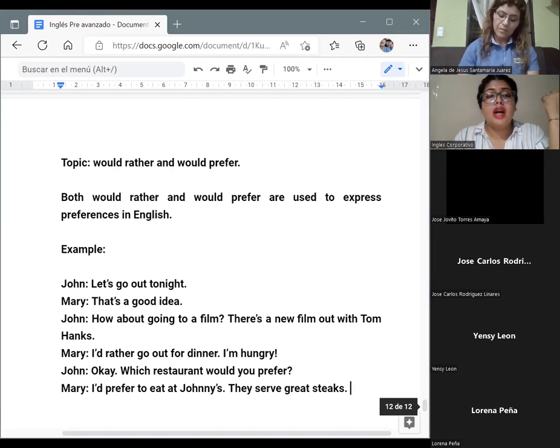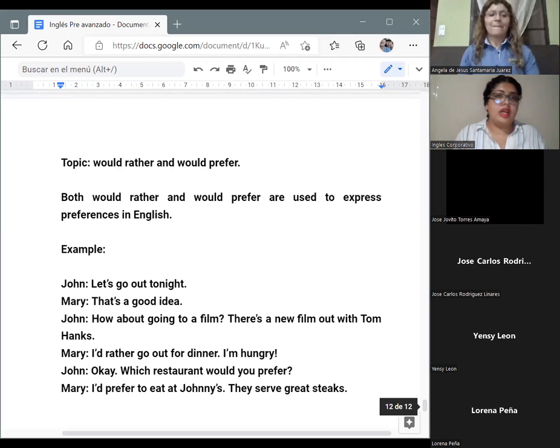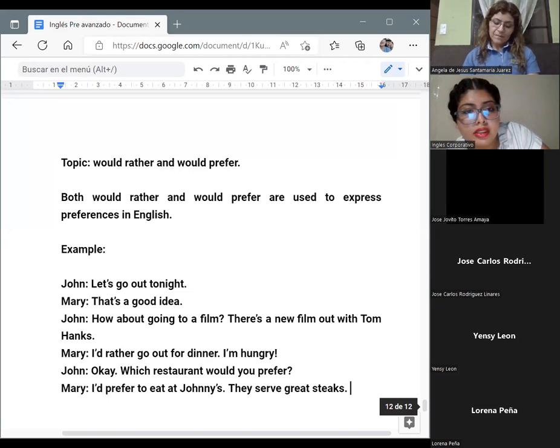But she said, I'd rather go out for dinner. I'm hungry. I'd rather go out for dinner. So in that case, she is using I would rather, and then the thing that she prefers to do. And he said, okay, which restaurant would you prefer? So he is giving her the opportunity to choose the restaurant that she prefers. And she ends the conversation saying, I prefer to eat at Johnny's. They serve great steaks.